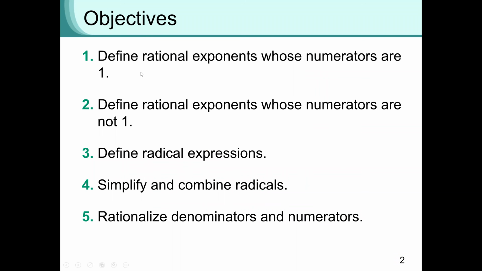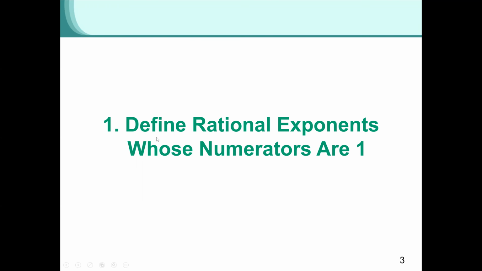So our main objective is to define rational exponents whose numerators are 1. So again, square root is 1/2, cube root 1/3, fifth 1/5, etc. Also define rational exponents whose numerators are not 1. Also define radical expressions and how to simplify and also combine radicals. We're also going to learn how to rationalize denominators and numerators. So our first objective is defining rational exponents whose numerators are 1.